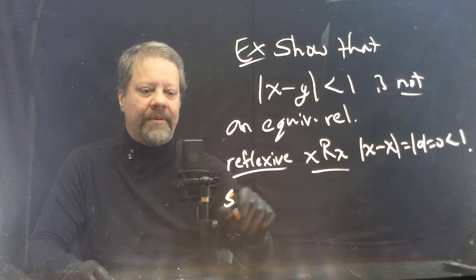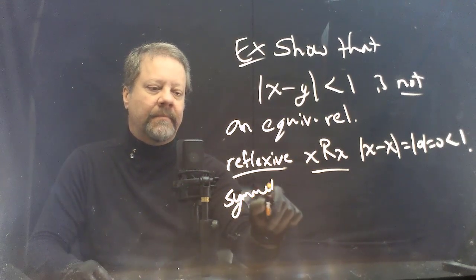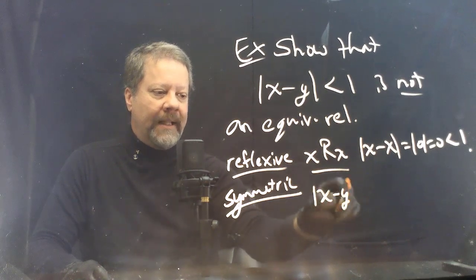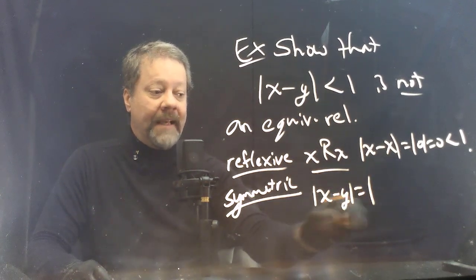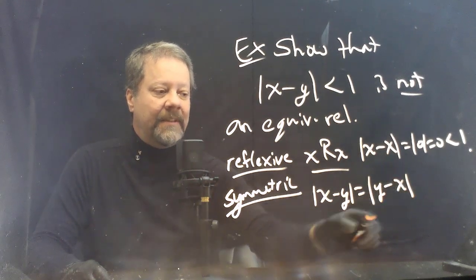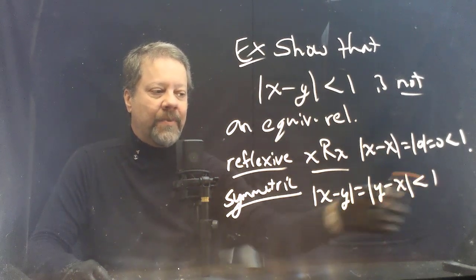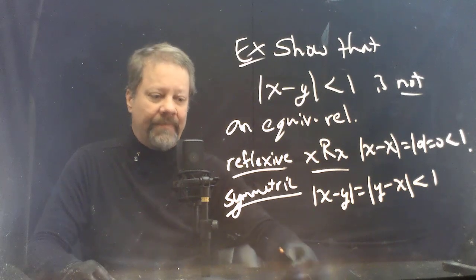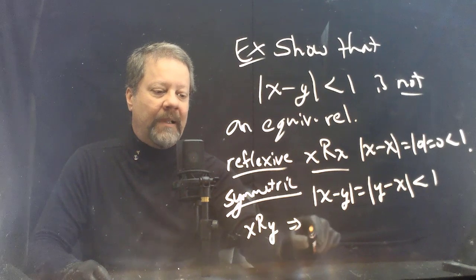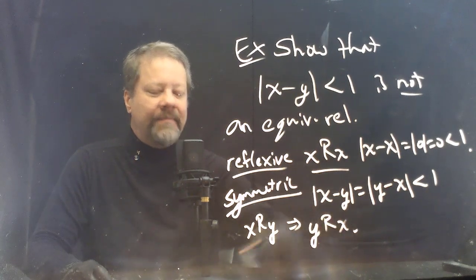It's also symmetric, because x related to y means the absolute value of x minus y equals the absolute value of y minus x. So if the first one's less than 1, so will the second one be. Therefore, x related to y implies y is related to x.